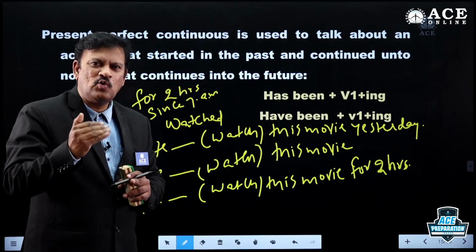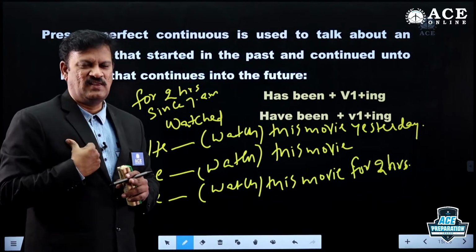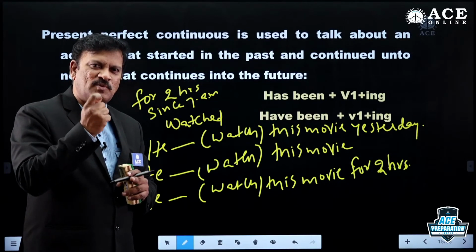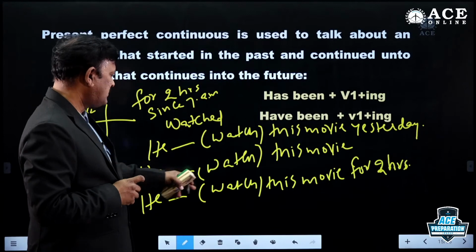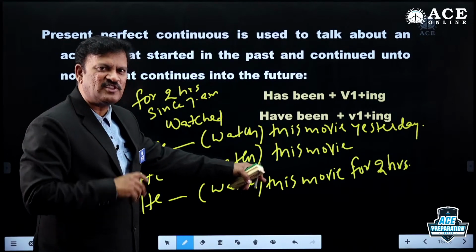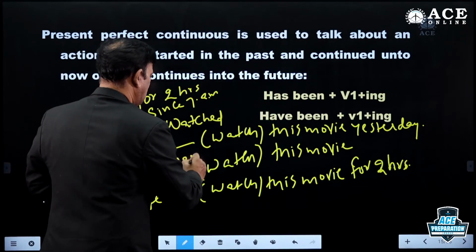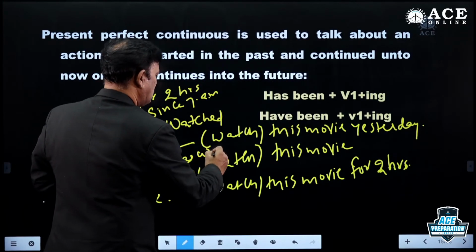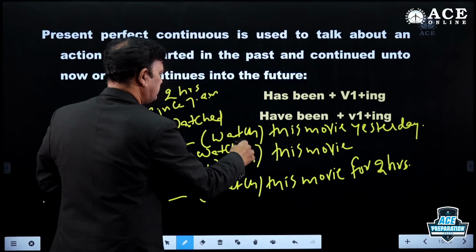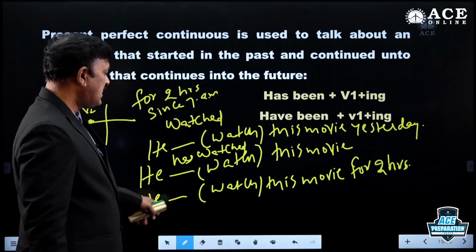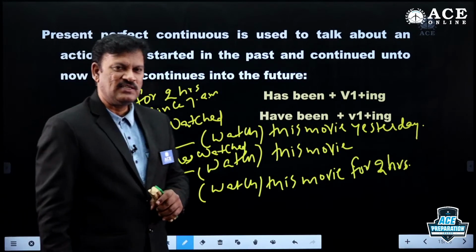When there is no specific time mentioned and it indicates that it is talking about a complete action, this appears to be a completed action without a time indicator, then go for present perfect. He has watched this movie.